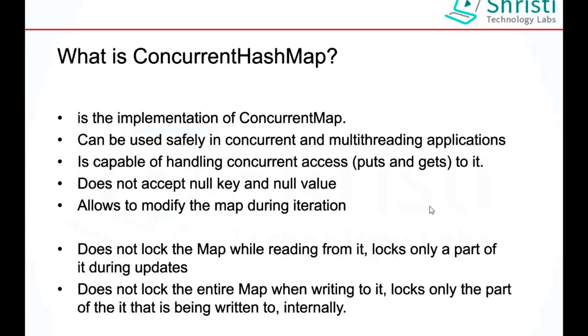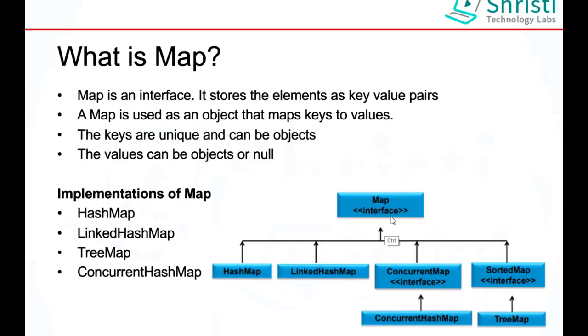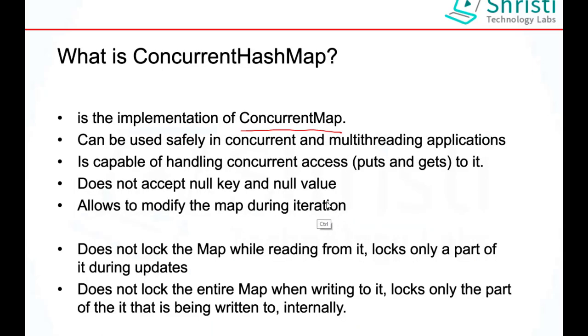Next question. What is ConcurrentHashMap? ConcurrentHashMap is an implementation of ConcurrentMap. If you see here, under the Map interface we have the ConcurrentMap interface, which is a sub interface. ConcurrentHashMap is an implementation of ConcurrentMap. This ConcurrentHashMap supports concurrent operations. That is, at the same time you can perform read and write operations. So you can use it for multi-threaded applications.